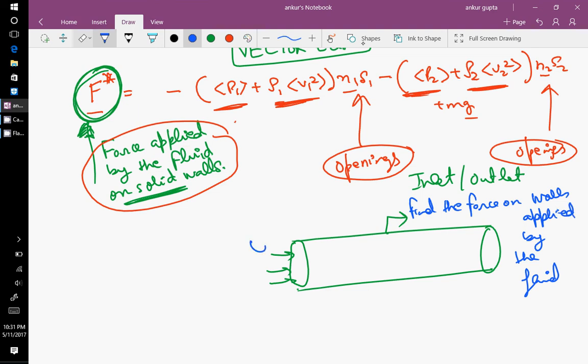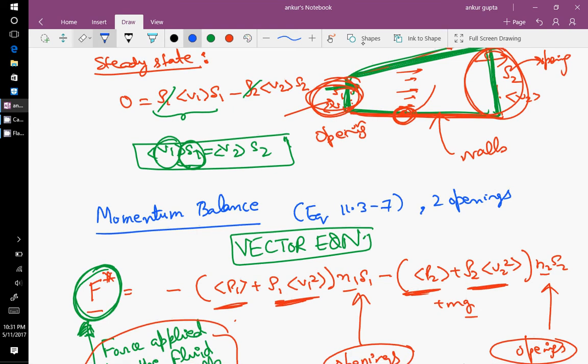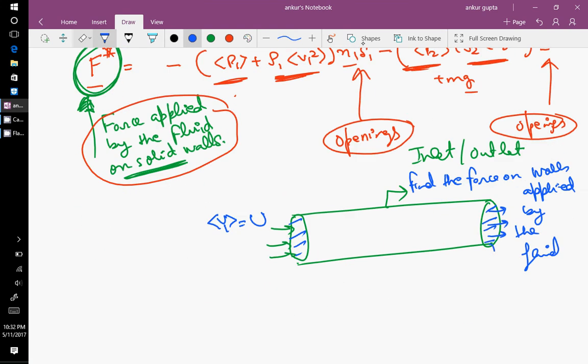If you know the velocity u here, the velocity will come out here. Let's say this is the average velocity, v1 is actually equal to u. You can imagine that if the areas are the same here, and I use v1 s1 is equal to v2 s2, because s1 is equal to s2, v2 will also be equal to u here.